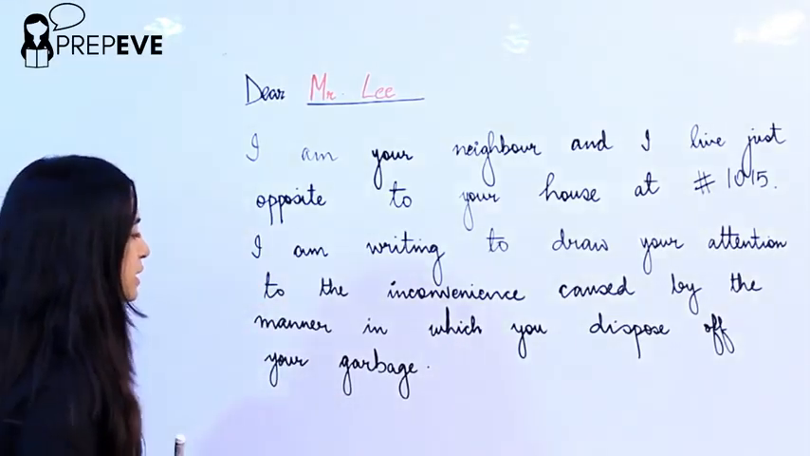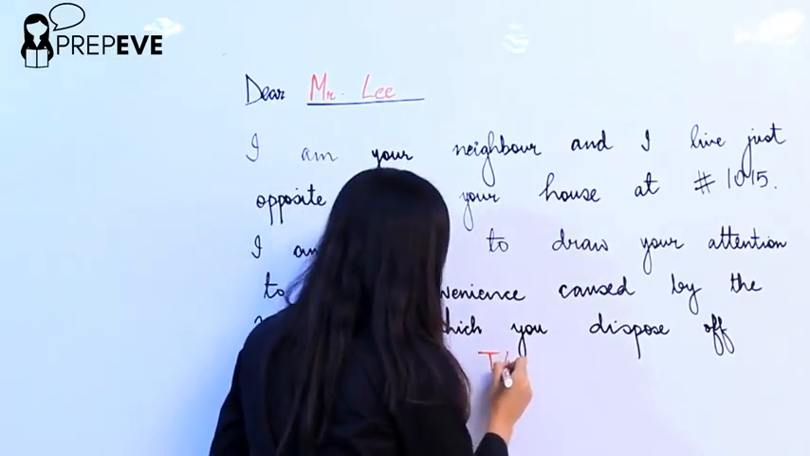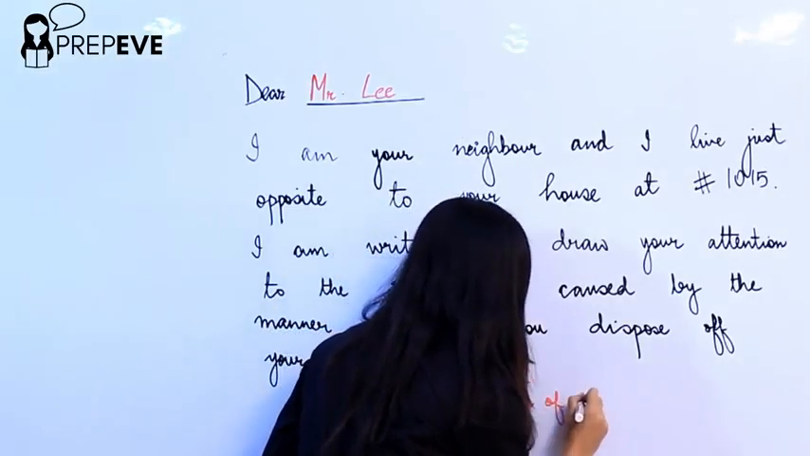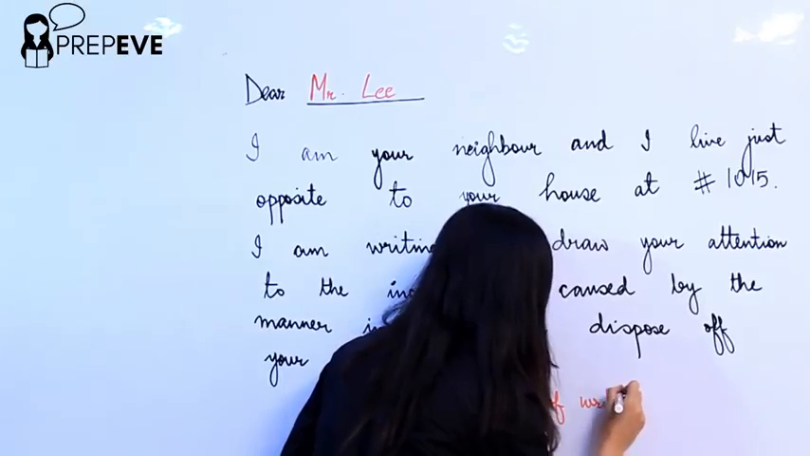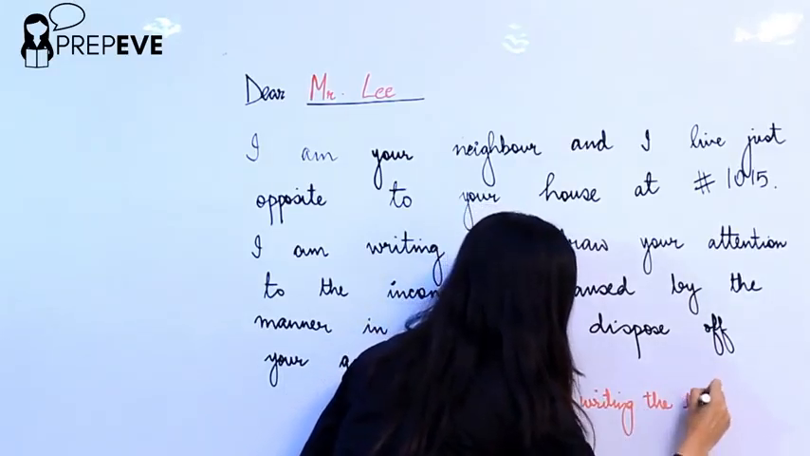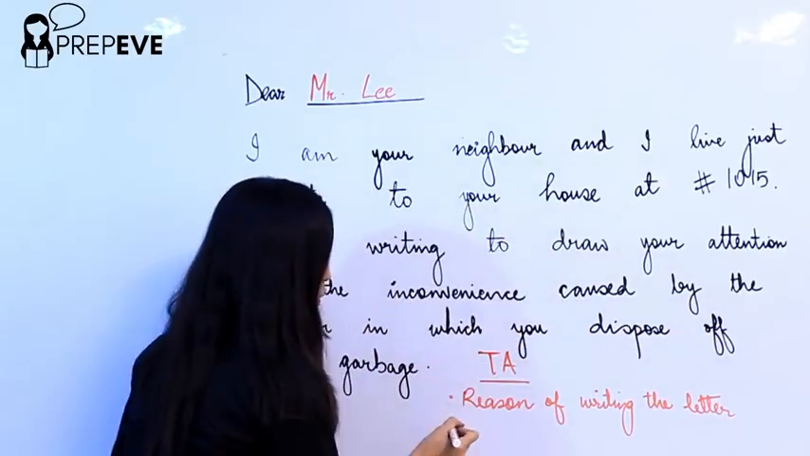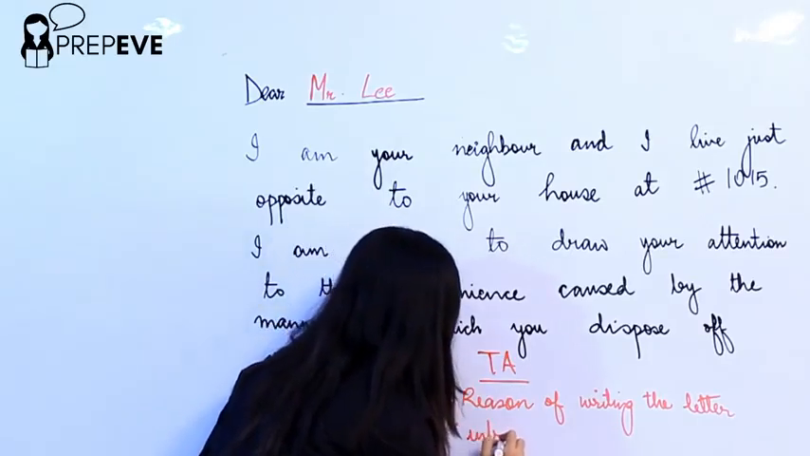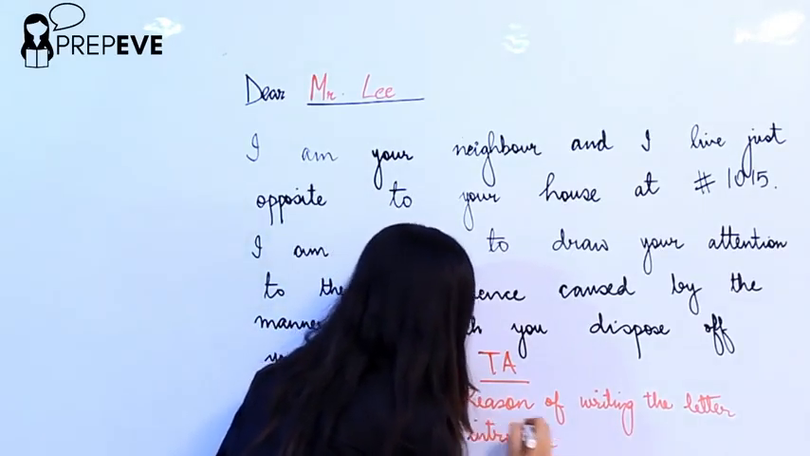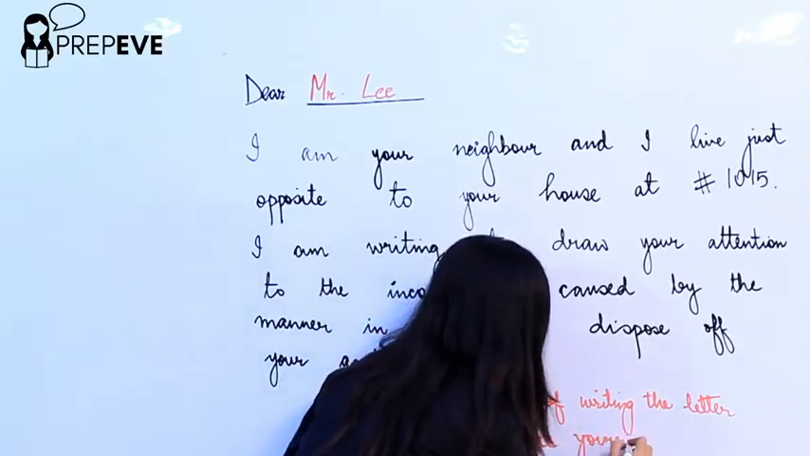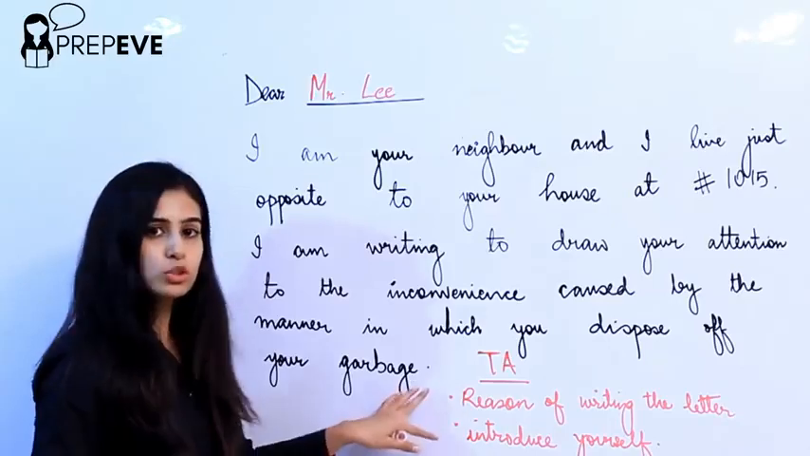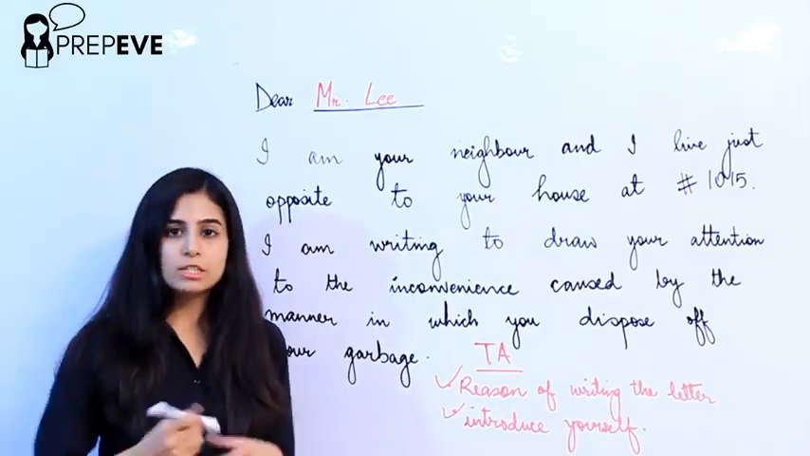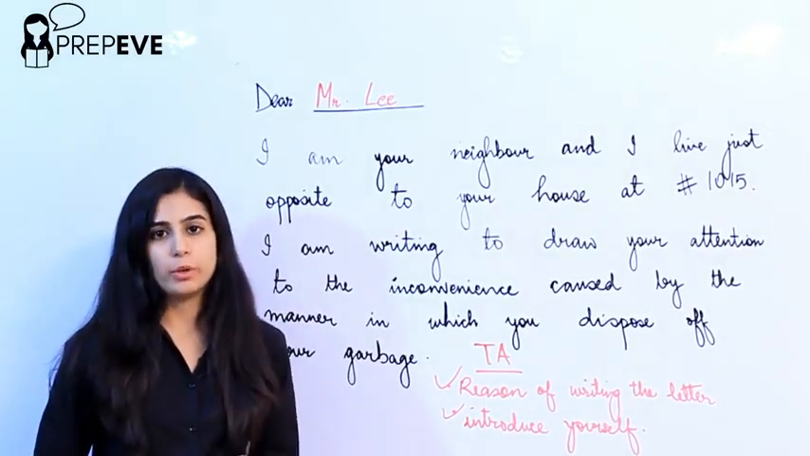So in the very first paragraph we have answered the reason of writing the letter, which was the inconvenience that was caused by him, and secondly we have also addressed the very first bullet point, which is to introduce yourself. Having done both of these, we have catered to the task achievement, right? Let's move on and focus on the second bullet point.